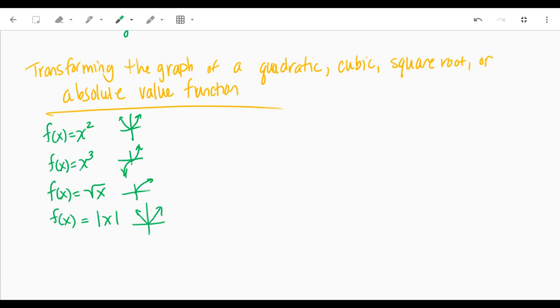Okay, and here's a little hint. They all have the points 0, 0, and 1, 1. Okay, your quadratic and your absolute value also have the point at negative 1, 1.